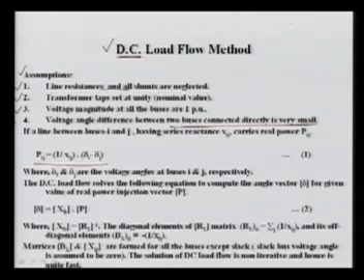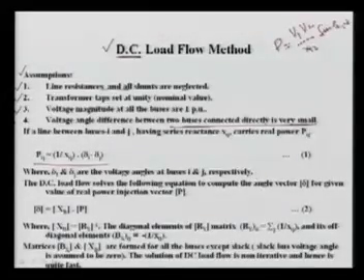You remember this expression very well: the P flow in the line is V1 V2 upon X12 times sine of delta 1 minus delta 2. This is basically the power flow between bus 1 and bus 2. This expression is only valid when R is 0, which we have already assumed; otherwise there would be another term appearing.